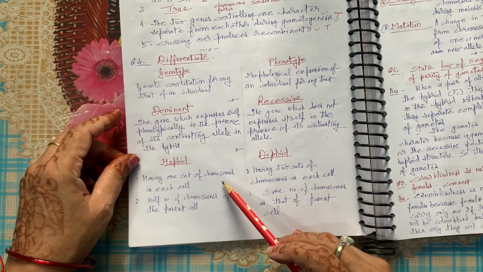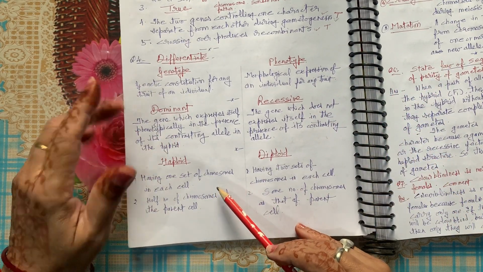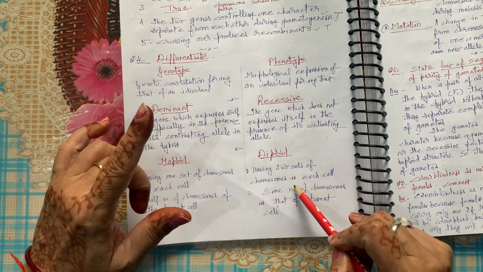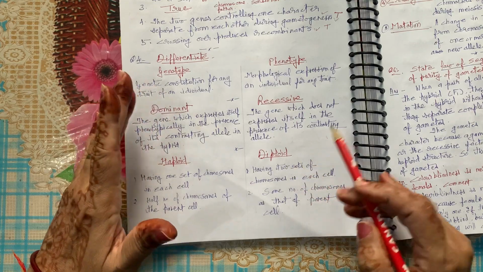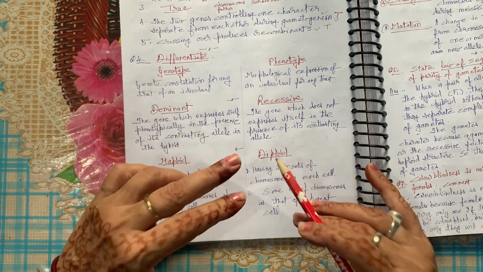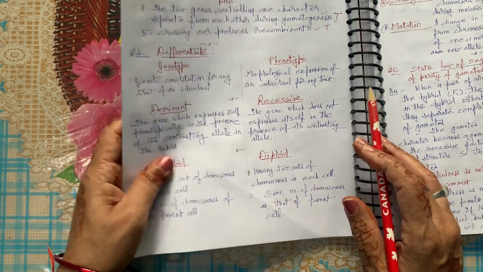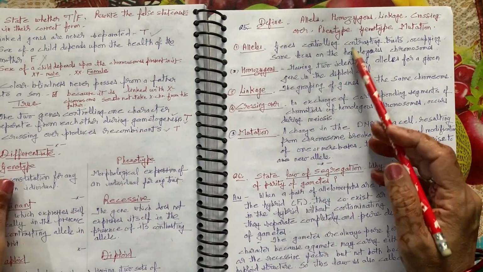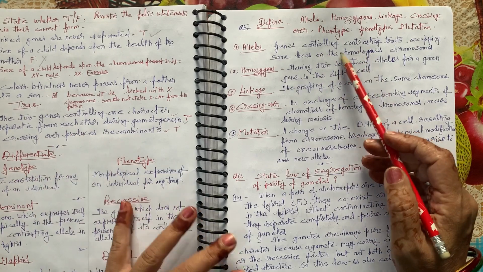Haploid and diploid. Haploid cells have one set of chromosomes, half the number of the parents' chromosomes. Diploid cells have two sets of chromosomes in each cell, meaning the same number of chromosomes as the parent cell. I hope it's clear. Now, define alleles. What are alleles?